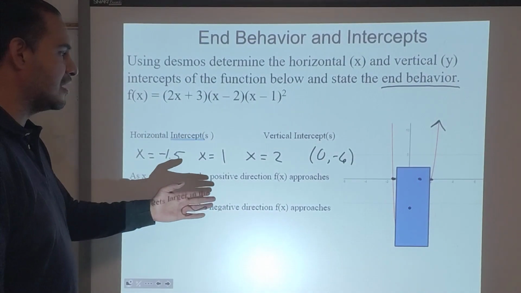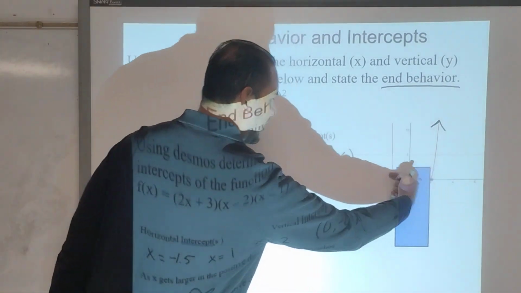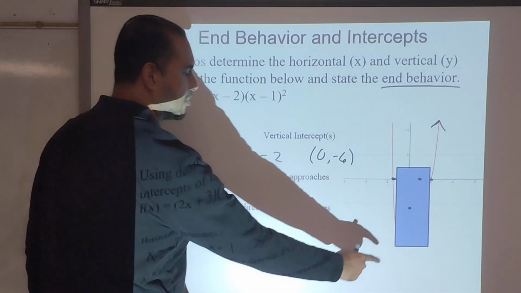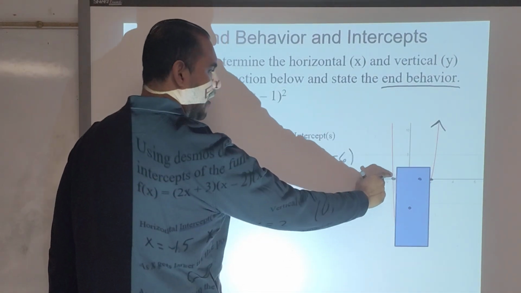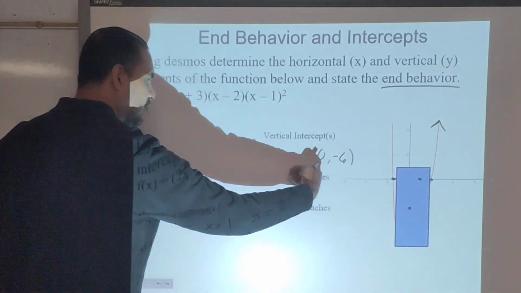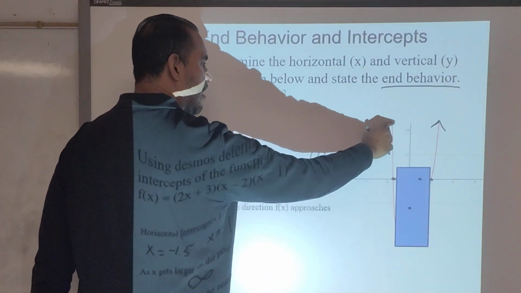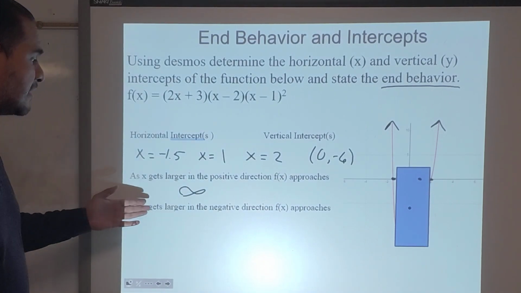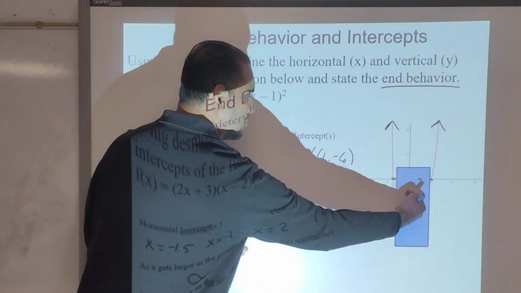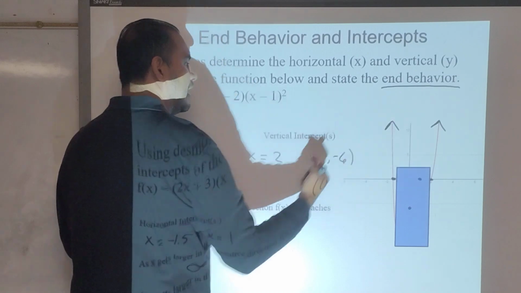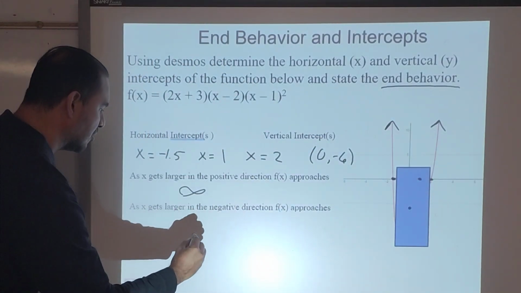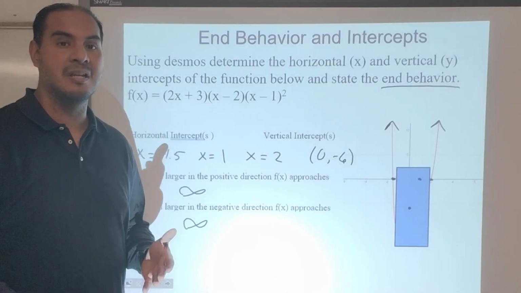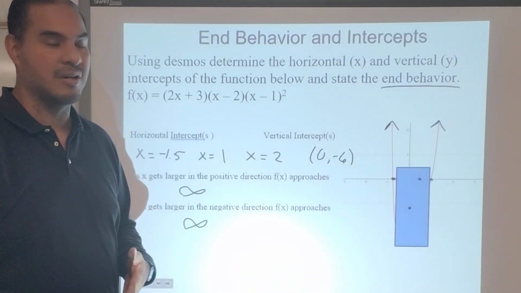Now as x gets larger in the negative direction, we're going to look this way to the left. We're looking at x getting larger in the negative direction. Following the graph towards the left side, I notice also the graph is going up that way. So as x gets larger in the negative direction, looking towards the left, we follow the graph. It is going up, so we say f of x is also approaching positive infinity. Or you could say that f of x is getting larger and larger in the positive direction as well.